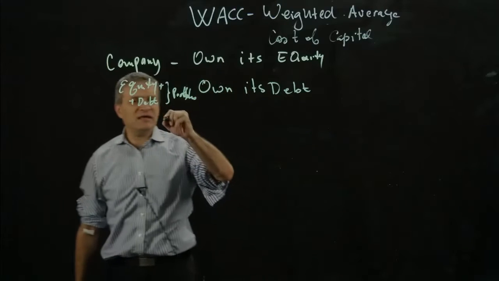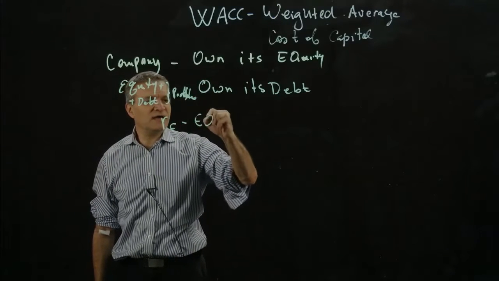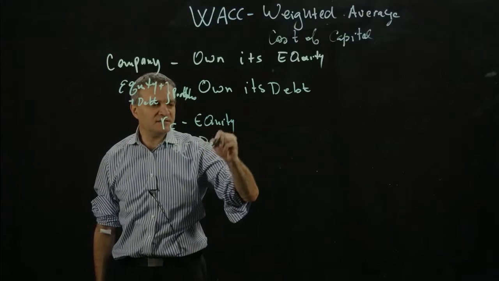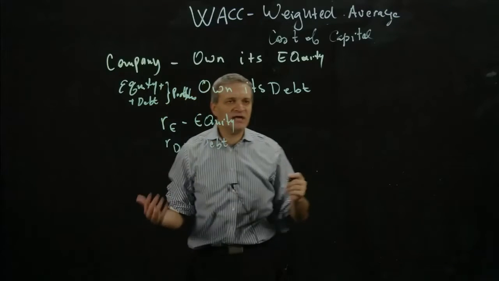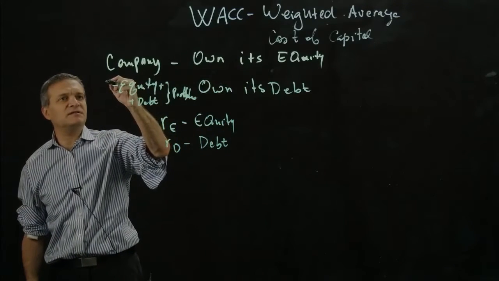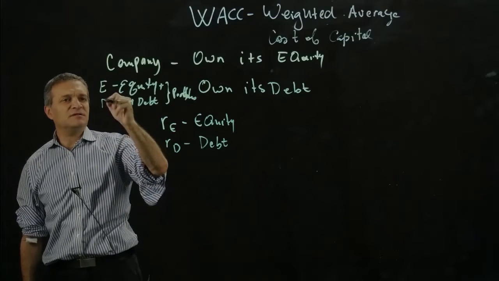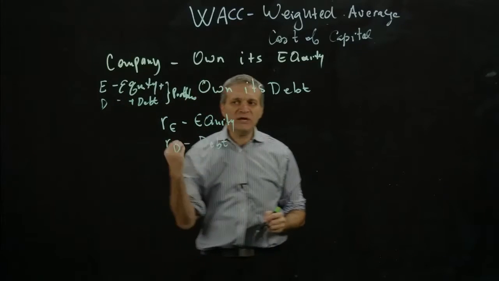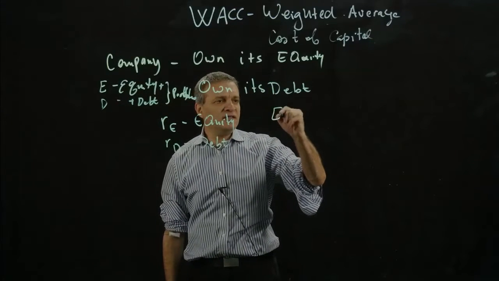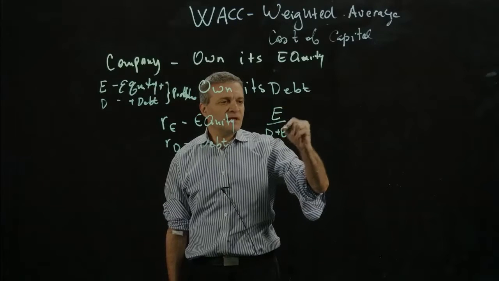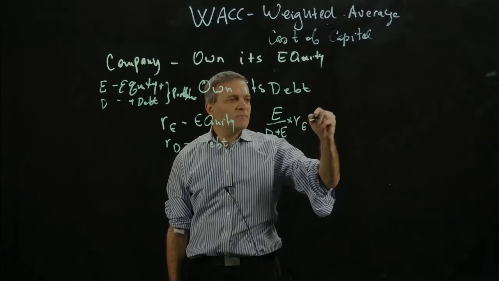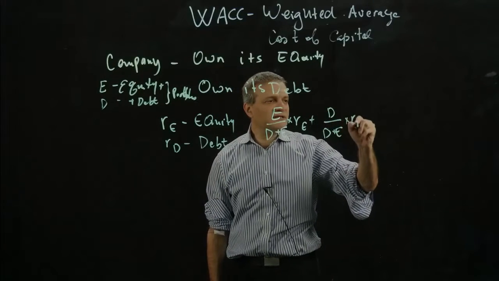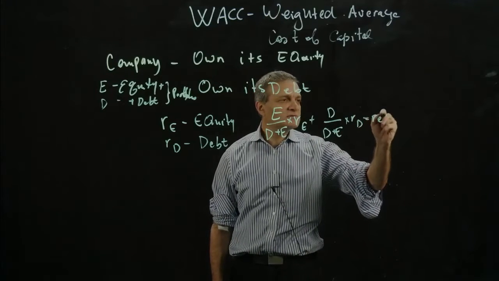If R_E is the return on the equity, and R_D is the return on the debt, right? Then, to make it easy, let's say E is equity and D is debt, right? We know then that E divided by D plus E, times R_E, plus D divided by D plus E, times R_D, will be the return on my company.